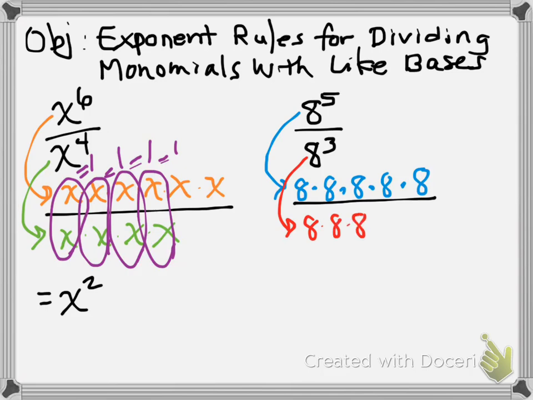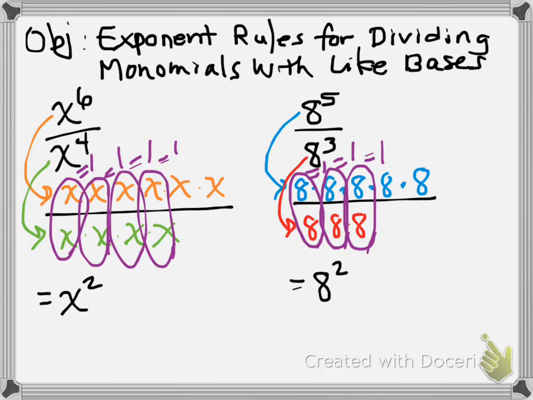All right, good. Paloma, do we have any of those pairings that we can deal with that we did like in the last problem? 3. Yeah. We've got 8 divided by 8, 1, and another 8 divided by 8, 1, and another 8 divided by 8. And so what are we left with? We're left with an 8, and there's 2 of them, so we get 8 squared.